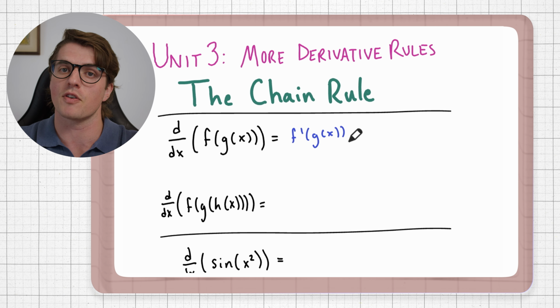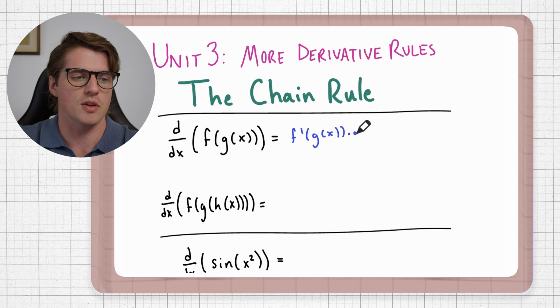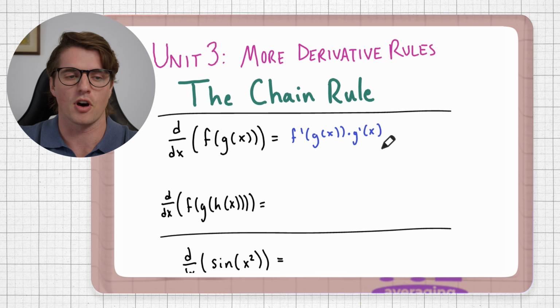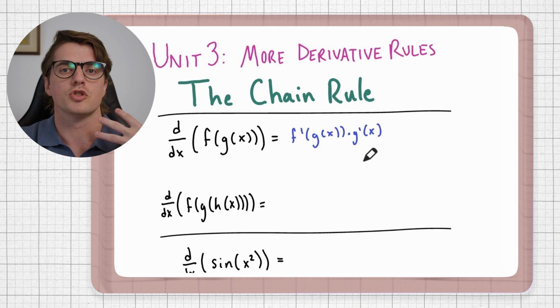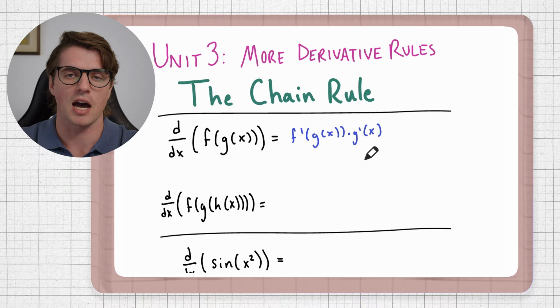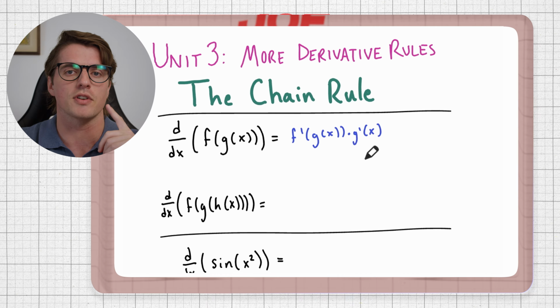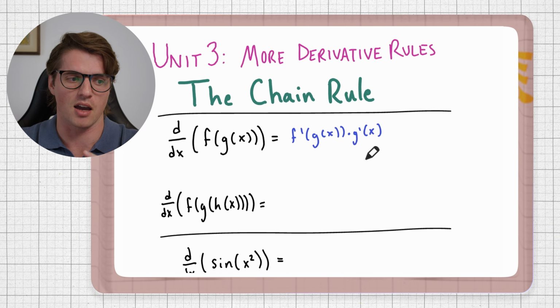We take the derivative of the outside, we leave the inside alone, and then we multiply by the derivative of the inside. So just one thing at a time. I told you this with the product rule and with the quotient rule. We're only taking the derivative of one thing at a time.